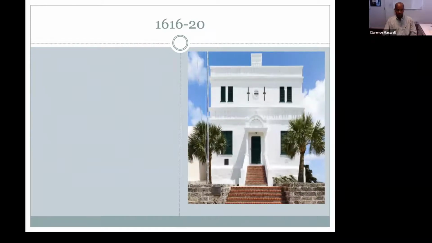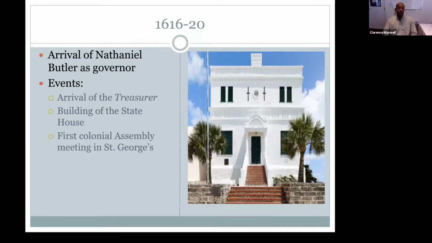But it would be with another governor that would see another change and transformation in this early period of Bermuda. And that is, of course, under Nathaniel Butler, who served as governor. With it will accompany several extremely important events. Among them, the arrival of the Treasure, which connects Bermuda specifically with the history of Virginia as one of the two ships that brought the first Africans who would become African-American communities in Virginia. The second ship brought another group to Bermuda, all of them coming from Angola, all of them taken from Portuguese slavery.